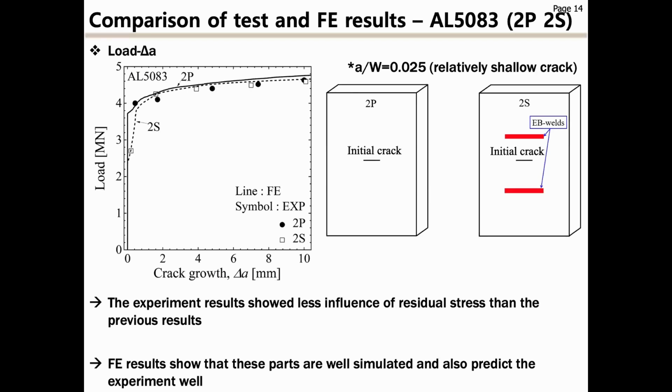2P2S was the same AL 5083 material, but with a relatively shallow crack. The experiment showed less influence of residual stress than the previous results. And FE results show that these parts are well simulated and also predict the experiment well.